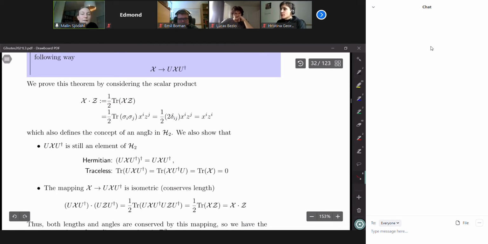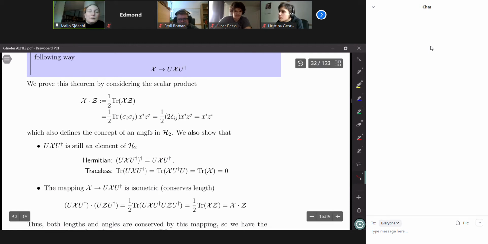The components, the scalar components x_i and z_j, we can break out, and what remains in the trace is then the sigma matrices. And as we have seen, this trace is only non-vanishing if the indices here are the same. So it's 1/2 times 2 delta_ij x_i z_j. So it's x_i z_i. That is, it's the scalar product between x and z as we recognize it from normal vectors, from ordinary R3 space.